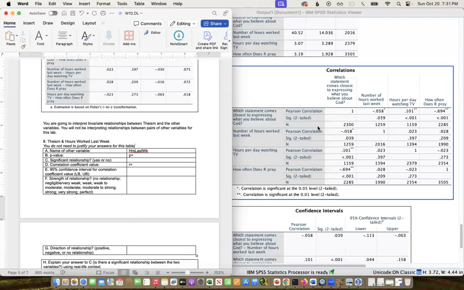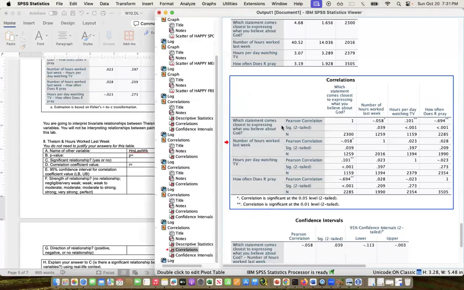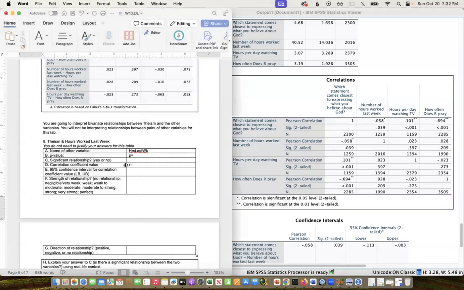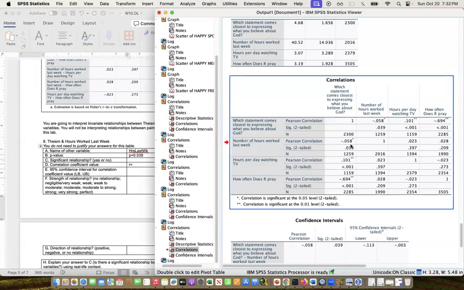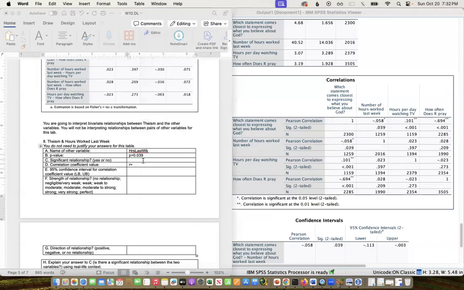Okay, we can see the p-value. If I look at, here's theism and hours worked last week. So that's the sig two-tailed, significance two-tailed. So it's 0.039. And again, it's the same thing right here. This is theism and hours worked last week. So you can either look at this column or you can look at this row. It gives you the same information. Anyway, so I have the 0.039 and then it says, is there a significant relationship? So this is P less than 0.05, right? Yes.